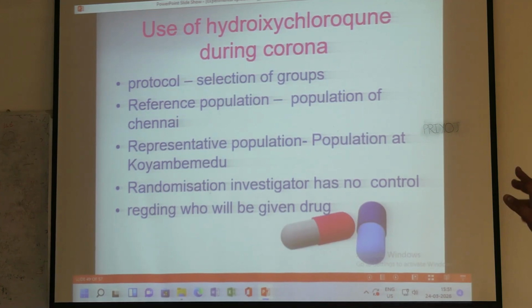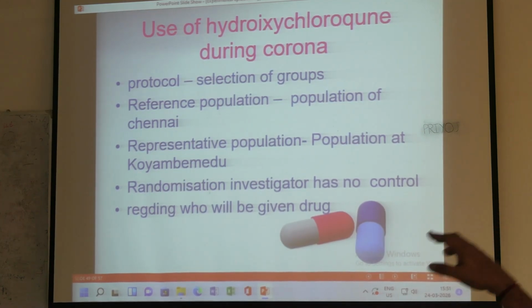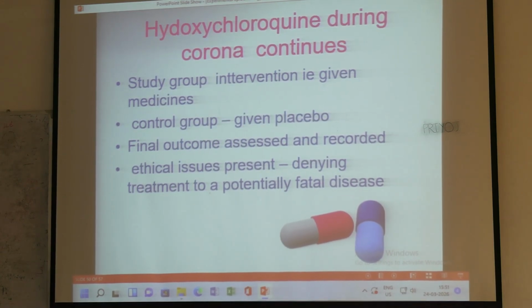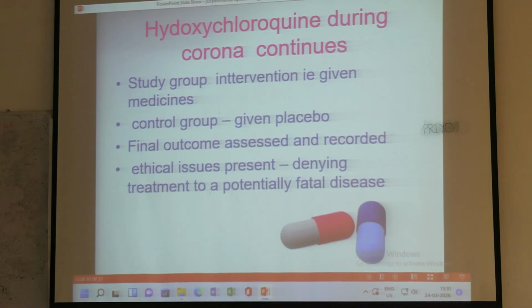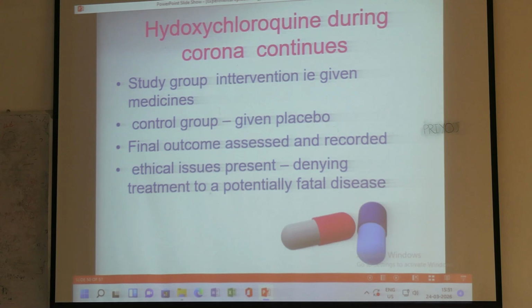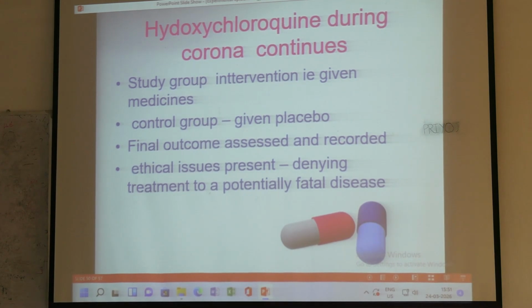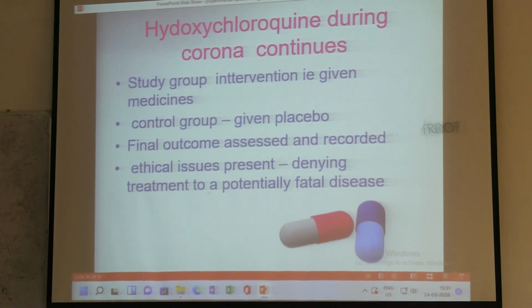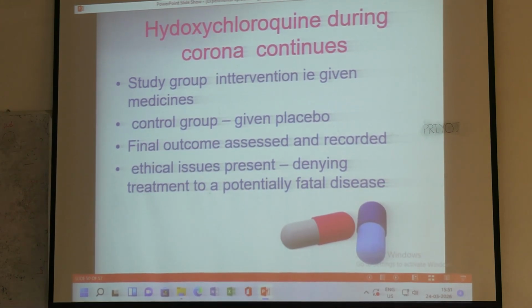This was a trial where, during corona, we tried giving hydroxychloroquine, HCQ. In the study, one group was given the medicine and the other group was given a placebo, and the final outcome was assessed and recorded. Here the problem was what? Ethical issues were present. You are denying treatment for a potentially fatal disease. You are giving a placebo to a person who has corona. Is it correct? Not correct. So that is why ethical issues are present.